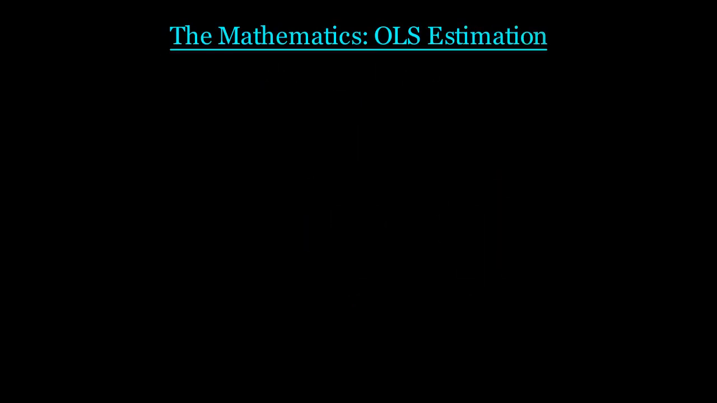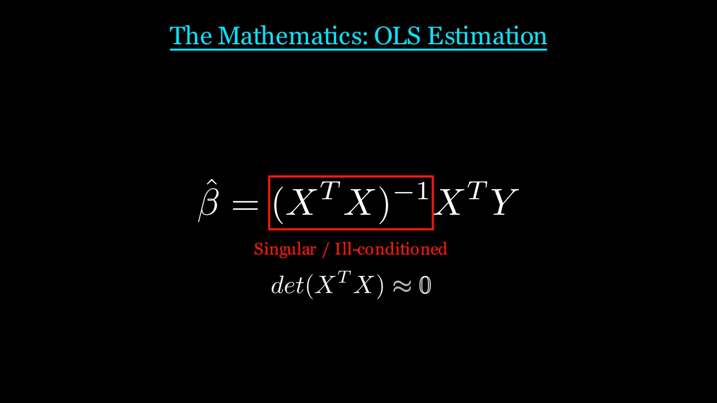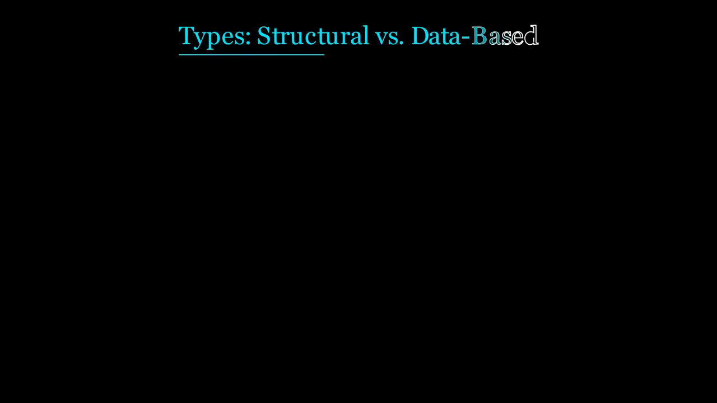To understand the mathematics, we must look at the ordinary least squares, or OLS, estimation. The formula for the coefficients is beta equals (X transpose X) inverse times X transpose y. The problem lies in the (X transpose X) inverse part. If variables are perfectly correlated, this matrix becomes singular. It has a determinant of 0, and its inverse does not exist. In the real world, near-perfect correlation makes the matrix ill-conditioned, leading to massive swings in your coefficient estimates with tiny changes in data.